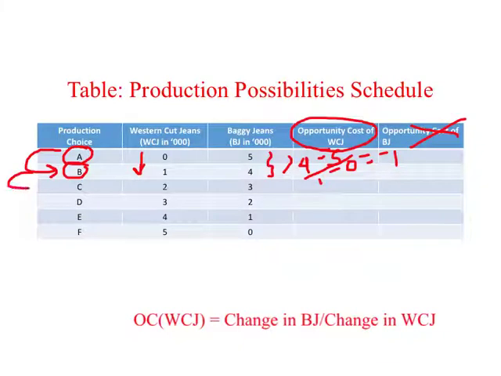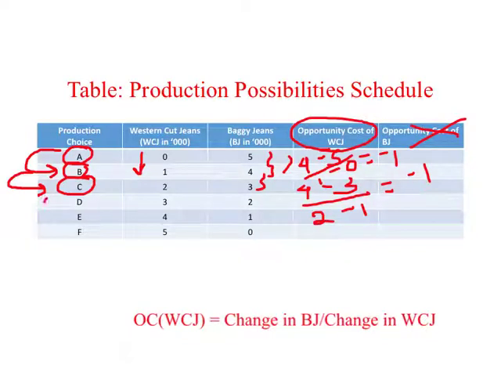Now the firm is sitting at a point like B and decides to move to a point like C. What is the change in production of baggy jeans? It is 4 minus 3. And what is the change in Western cut jeans? It will be 2 minus 1. And once again, when you solve for this, you get negative 1. In this way, you can complete this table.